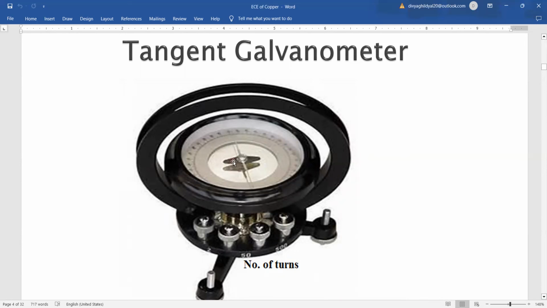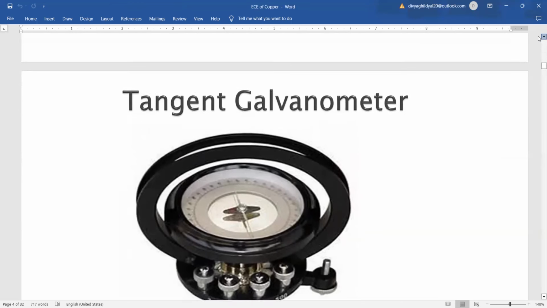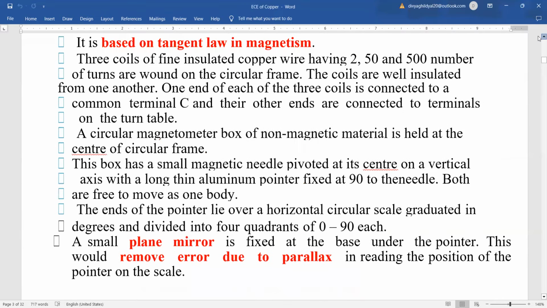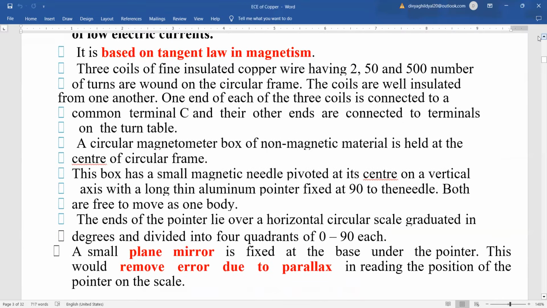The red dot is the north pole. Opposite is the south pole. This is the circular section which has been given to us, and circumference has been mentioned on it. This is based on law of tangent, that is I is equal to K tan theta, hence the name tangent galvanometer. The only precaution we take while using this tangent galvanometer is that parallax should be removed. It is based on tangent law of magnetism.